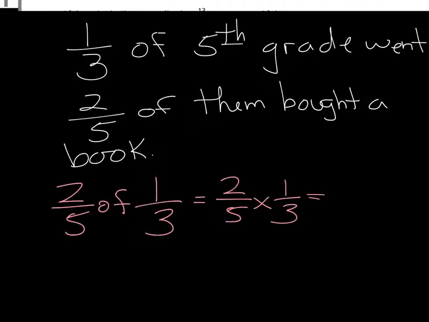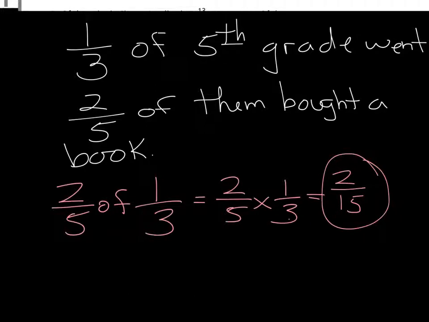So we're just going to try to cross cancel if possible. And since there's nothing to cross cancel, we can't cross cancel anything between the 5 and 1 or the 2 and 3, then we're just going to multiply straight across and end up with 2/15. And this 2/15 is the fraction of students who actually bought a book, the fraction of 5th grade students.